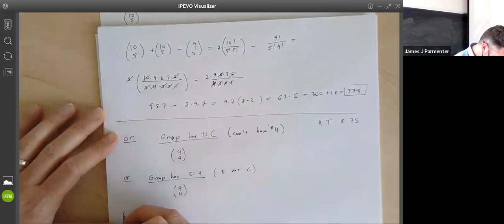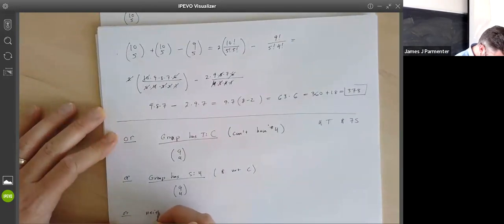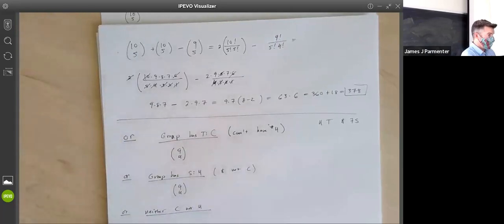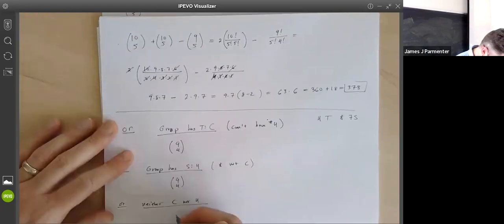So then, neither C nor 4. Well, great. If I don't have either of those 2 people, there's 9 people left to choose from, and now I'm picking all 5 of the group members to be in it.